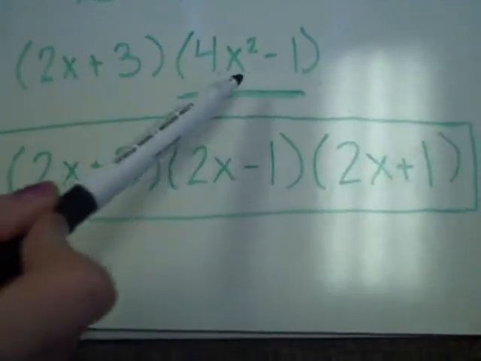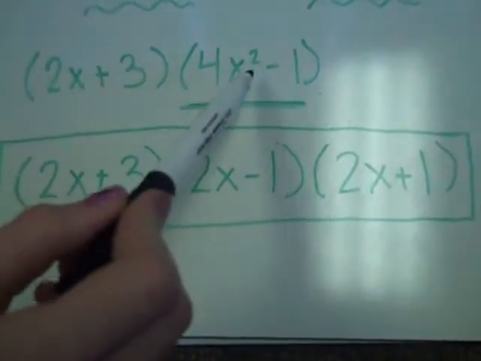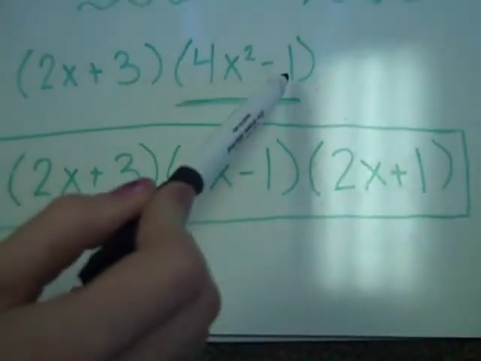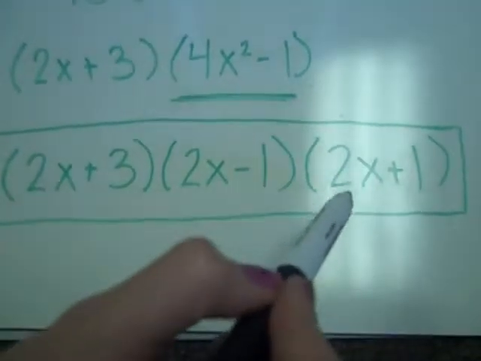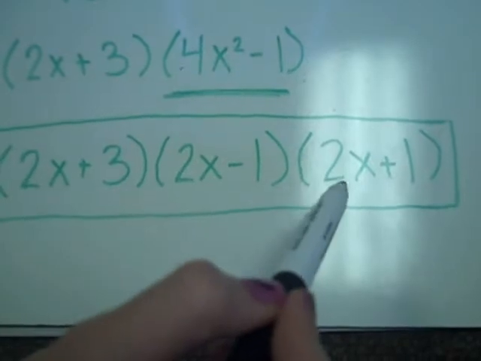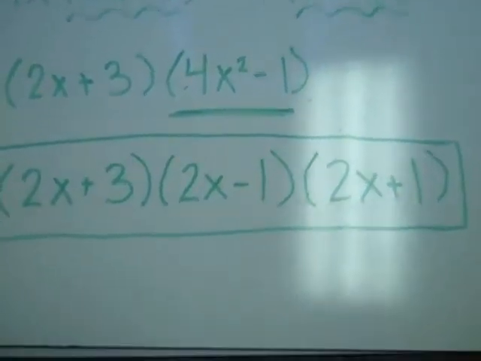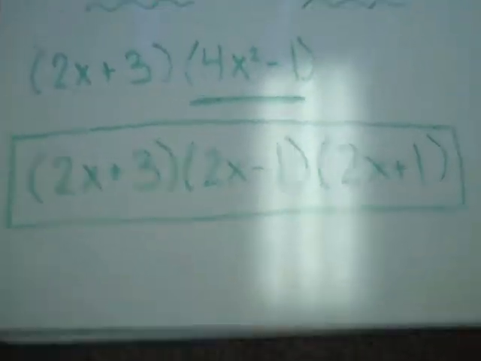And so then we use the difference of squares to see that 4x squared minus 1 can be factored into the square root of 4x squared, which is 2x, minus the square root of 1, which is 1, times the square root of 4x squared, which is 2x again, plus the square root of 1, which is 1. And that's your answer for the third one, and that's all.